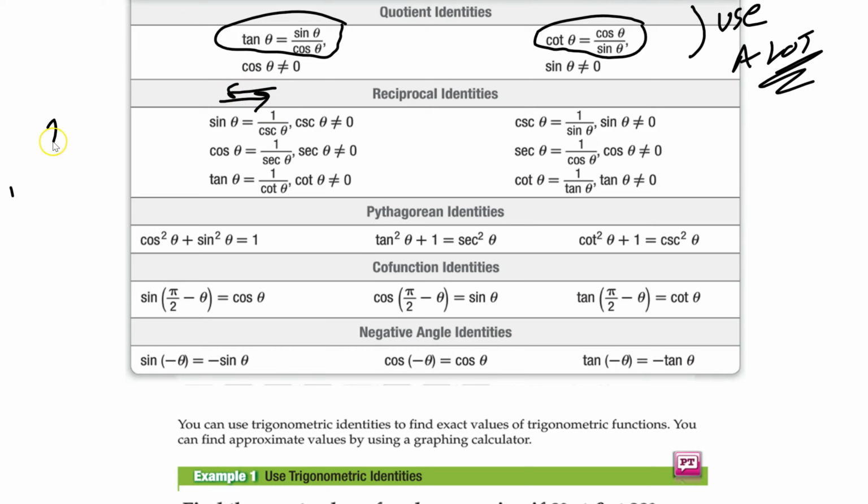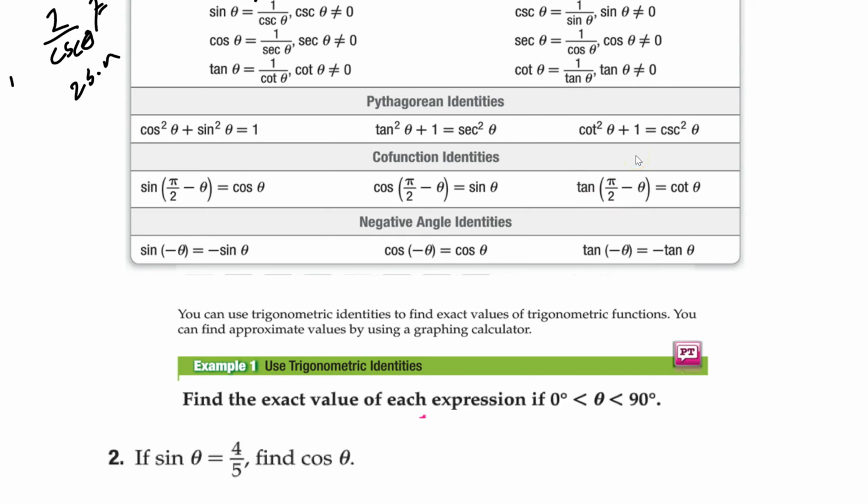If I give you something like 2 over cosecant, that's the same thing as saying you can move the cosecant to the top and it makes it sine. So it'll be 2 sine. So these both go both directions. If you have a sine on the bottom, it makes a cosecant on top. And if you have a cosecant on top, it's a sine on the bottom. So all those are the review ones. Now let's talk about the new ones.